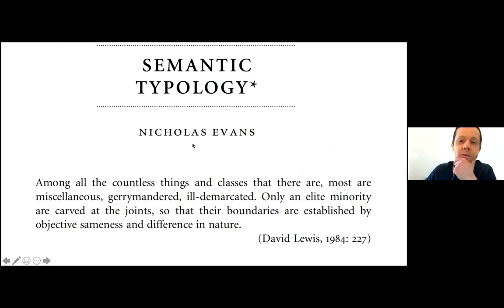Okay, so one of the really fundamental issues here is captured by this quote, which Nick Evans has at the start of his chapter on semantic typology. This quote from David Lewis talks about carving things at the joints. One of the fundamental questions of semantic typology is what are the natural ways to carve reality into categories, and how does understanding that give us some insight into how different languages around the world carve up their perception of reality into categories?